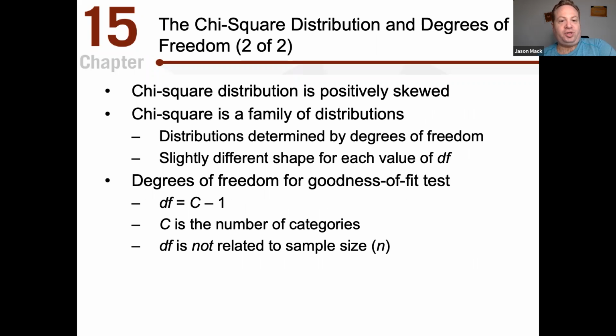The chi-square distribution and degrees of freedom. The chi-square distribution is positively skewed. The chi-square is a family of distributions. Distributions are determined by the degrees of freedom, with a slightly different shape for each value of degrees of freedom.